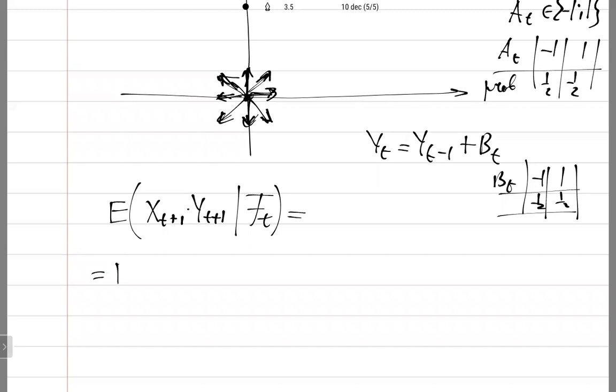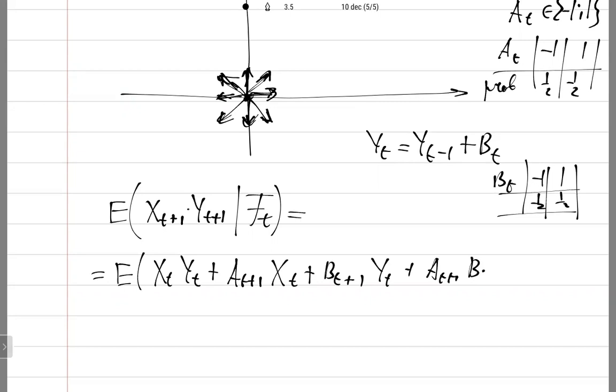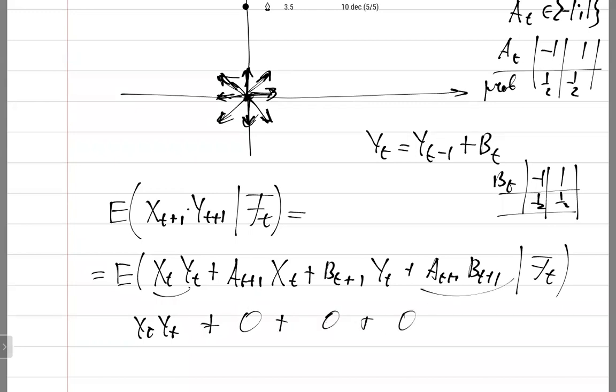Okay, that will be, no, it will be Xt Yt plus At plus 1 Xt plus Bt plus 1 Yt plus At plus 1 Bt plus 1, given Ft. That one is Xt Yt. That one is 0. That is 0. That is 0. Okay, this one is a martingale.